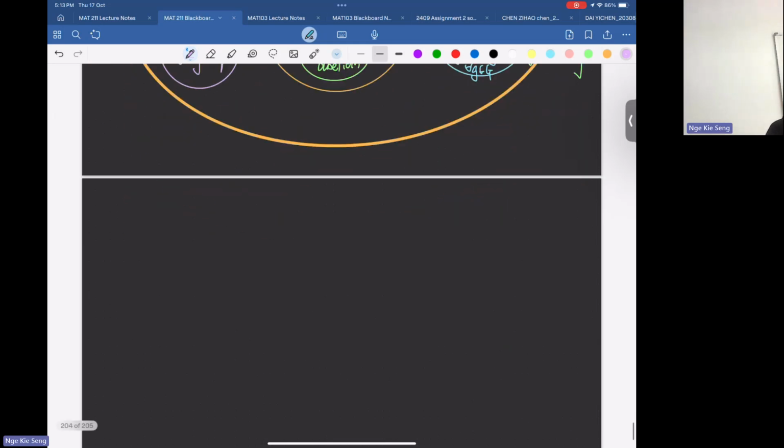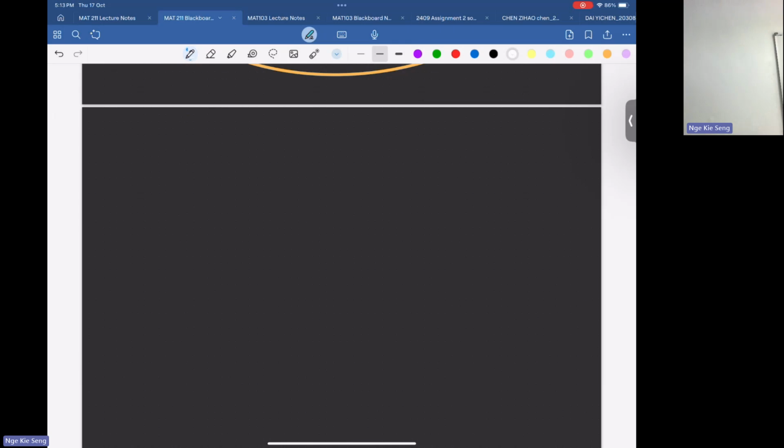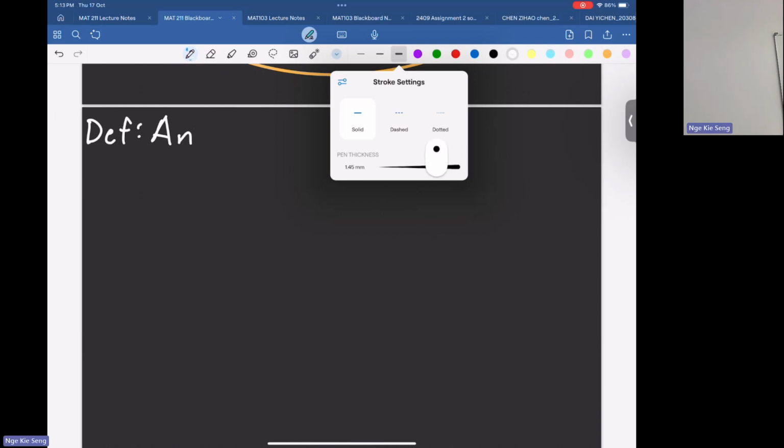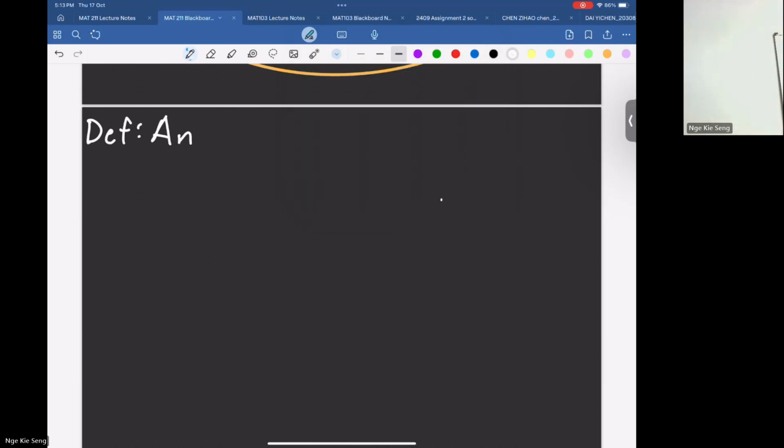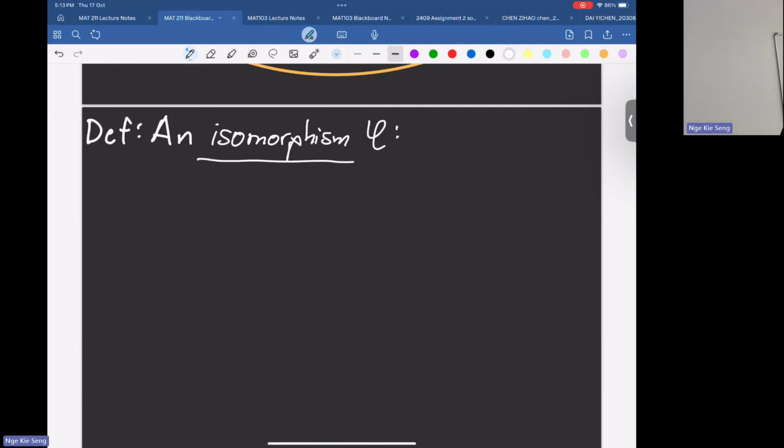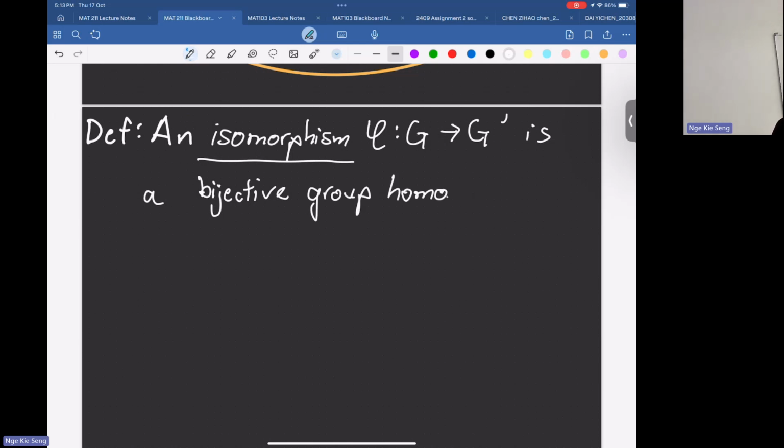So you have seen quite a lot of structure inside a group already. Today we're going to learn a special homomorphism, which is called the isomorphism. What's an isomorphism? An isomorphism from G to G prime, domain G to codomain G prime, two groups, is a bijective group homomorphism. So we just consider a bijective map which is a homomorphism.